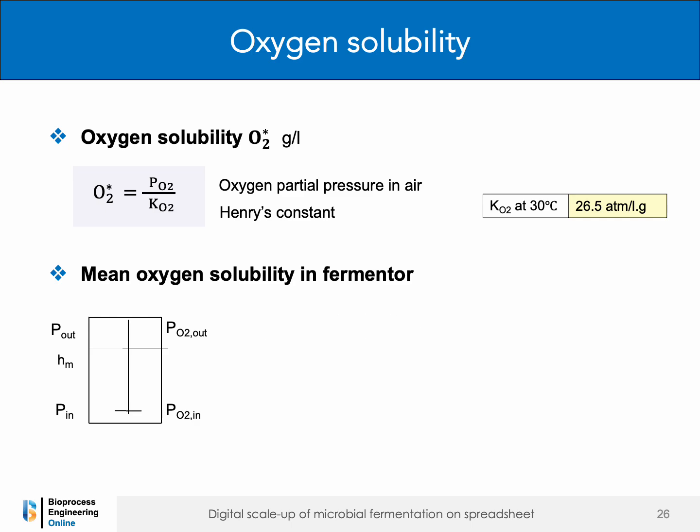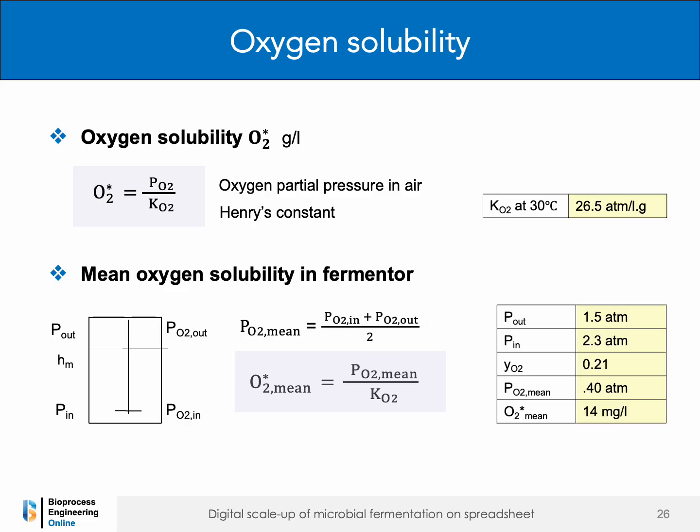The mean oxygen partial pressure, PO2 mean, is therefore estimated as the average of the inlet and outlet oxygen partial pressures. The corresponding mean oxygen solubility, O2 star mean, is then obtained by dividing this mean partial pressure by Henry's constant. In the case of a 100 cubic meter fermenter with a liquid height of 8 meters, operating at an outlet pressure of 1.5 atmospheres, the inlet pressure is about 2.3 atmospheres. This results in a mean oxygen partial pressure of approximately 0.4 atmospheres and a mean oxygen solubility of about 14 milligrams per liter.